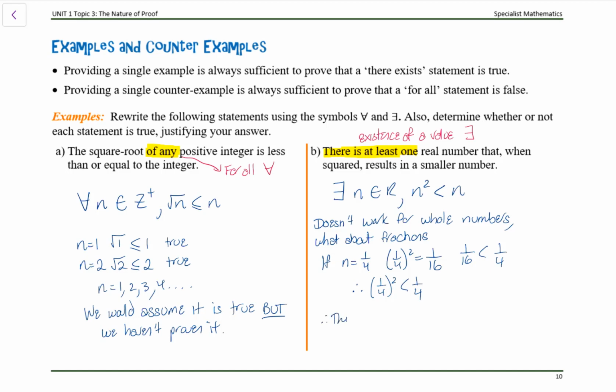So therefore, this statement is true, as shown by the existence of a single example, n equals a quarter. Okay, let's move on.